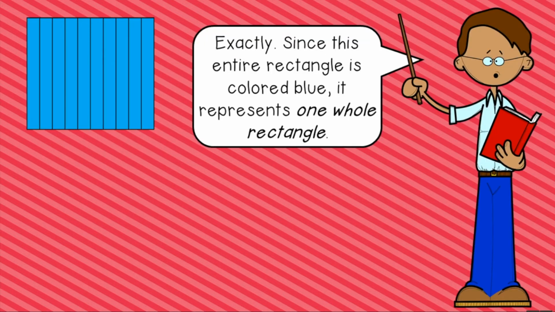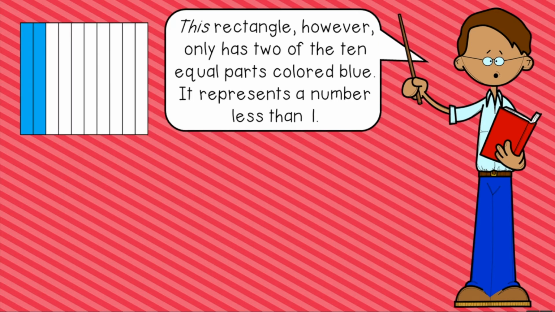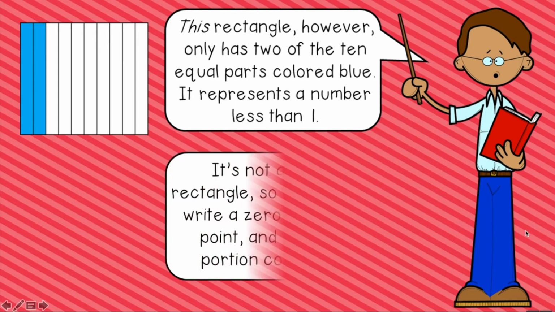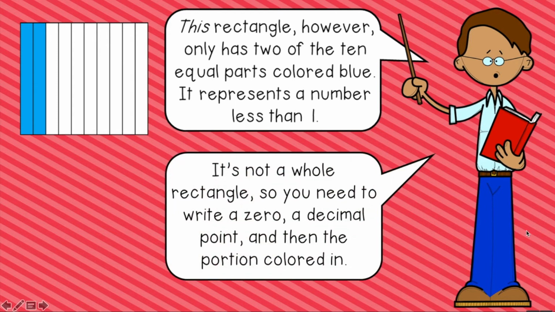Exactly. Since this entire rectangle is colored blue, it represents one whole rectangle. This rectangle, however, only has 2 of the 10 equal parts colored blue, so it represents a number less than 1. It's not a whole rectangle, so you need to write a 0, a decimal point, and then the portion colored in. So for example, this would look like that. So we have 2 portions of this rectangle cut into tens. Only 2 of them are colored in, so it would be 0.2.